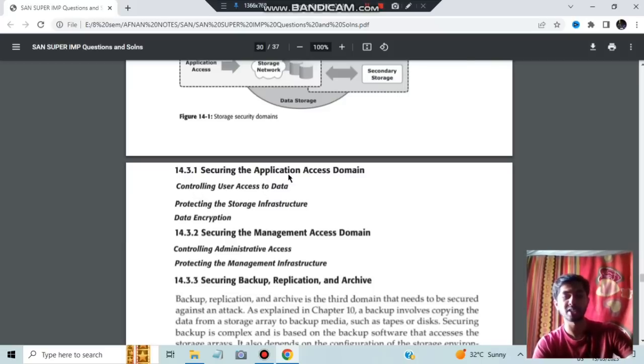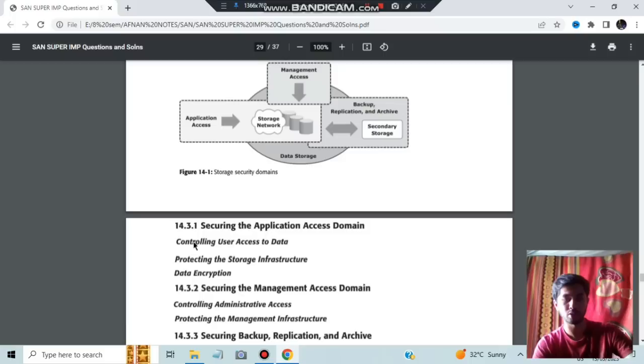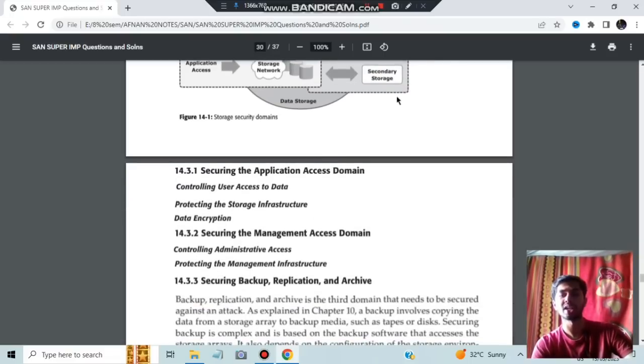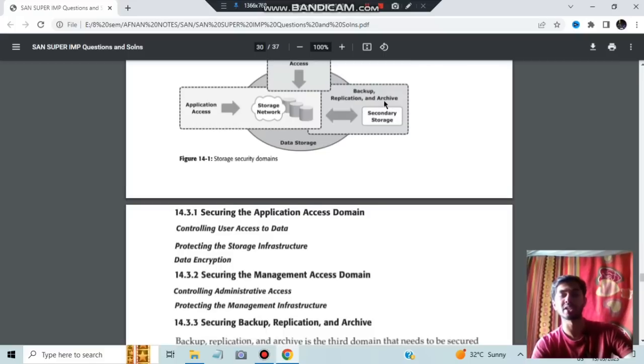For securing the application access domain, the first one, we can control the user access to data, we can protect the storage infrastructure, and we can use data encryption. For the management, we can control administrative access and protect the management infrastructure. The last one, which is the secondary storage, we have the backup, replication, and archive.